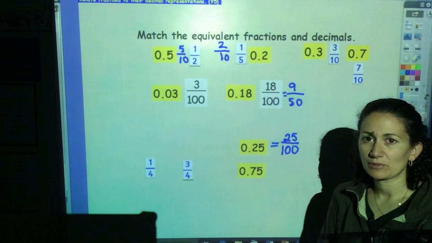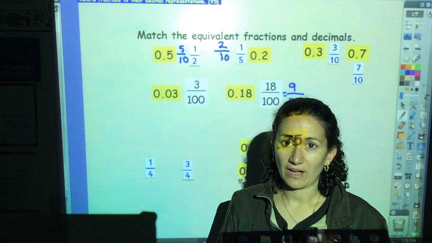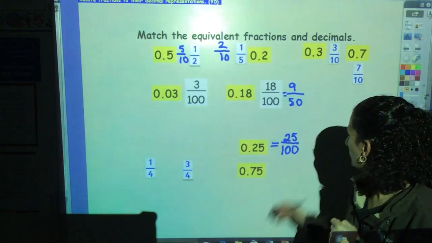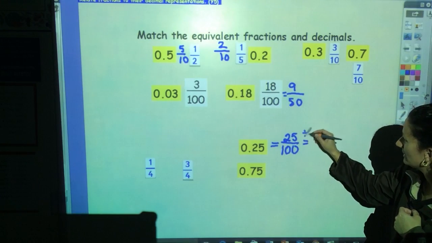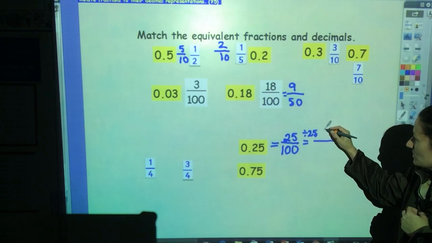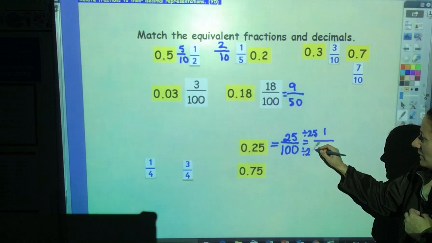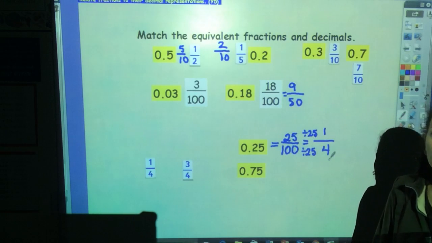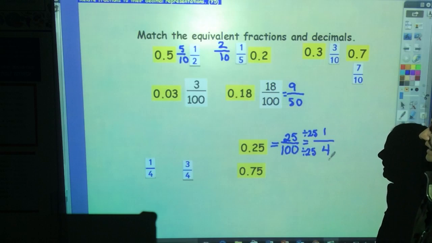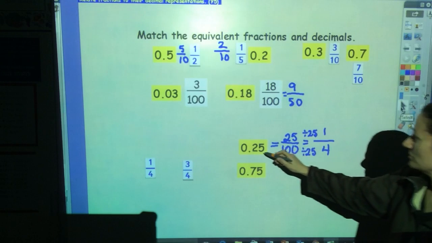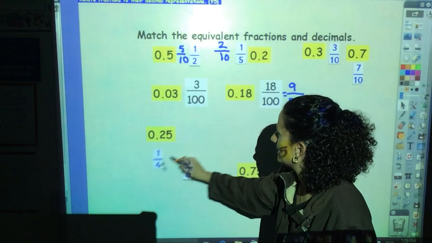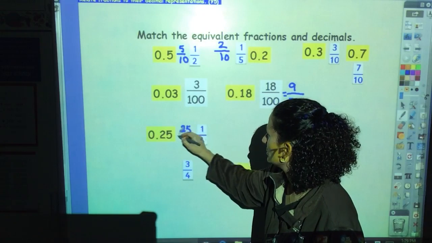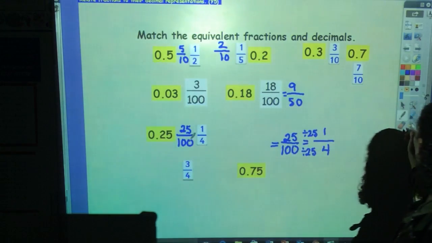What is the greatest number you can think of that goes into both 25 and 100? Hopefully you're thinking 25. 25 can be divided by 25, and that gives me 1. 100 can be divided by 25, and that gives me 4. 25 out of 100, that's like a quarter. 1/4 is the same thing as a quarter in simplest form. So 0.25 is the same thing as 1/4. And again, I will add that for your notes, that originally it was 25/100.